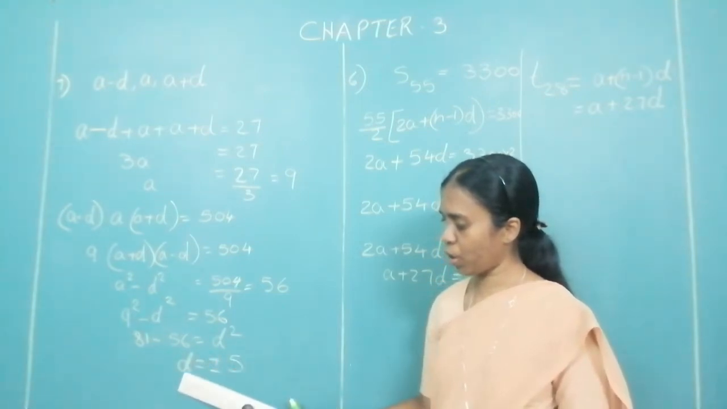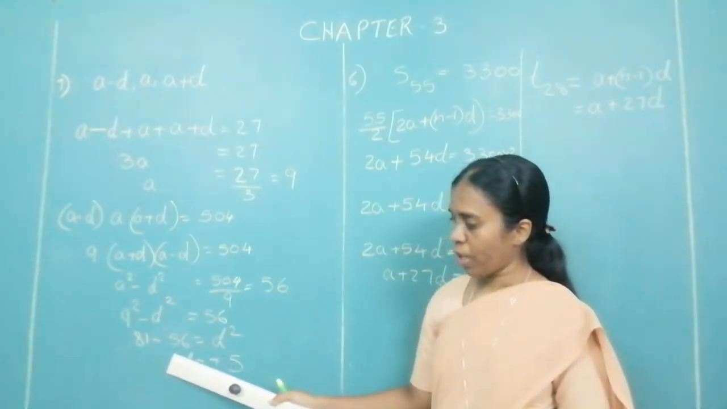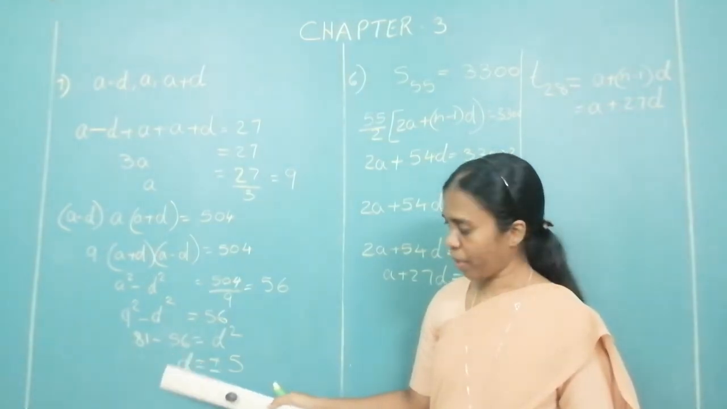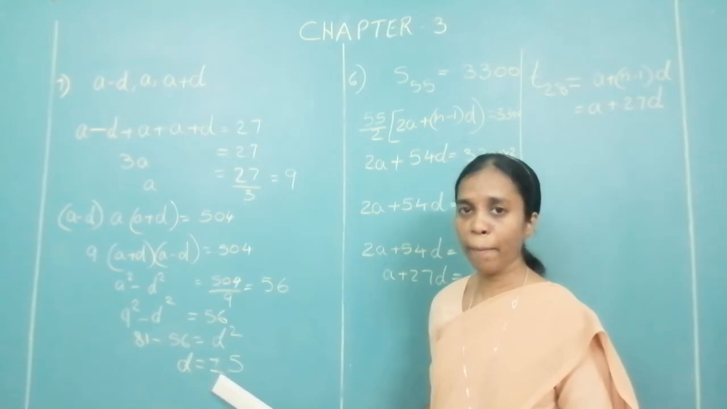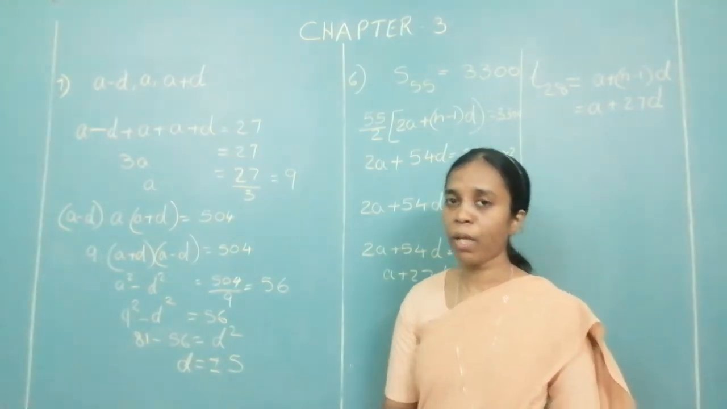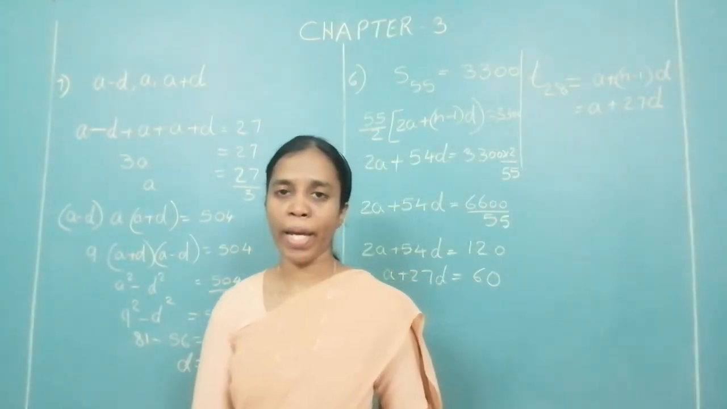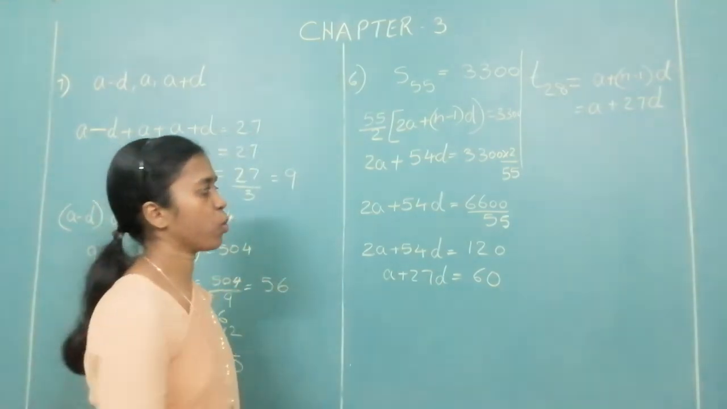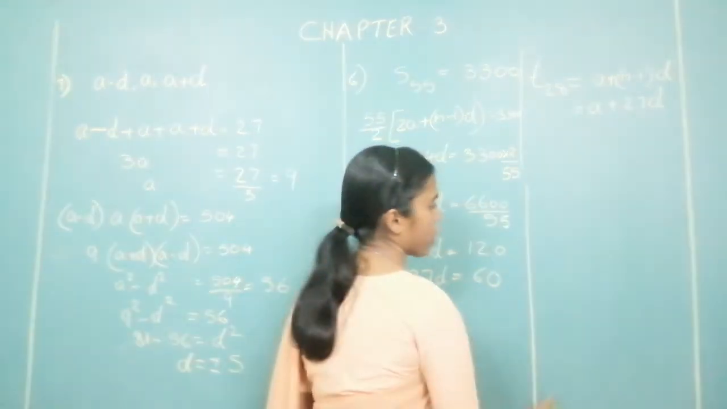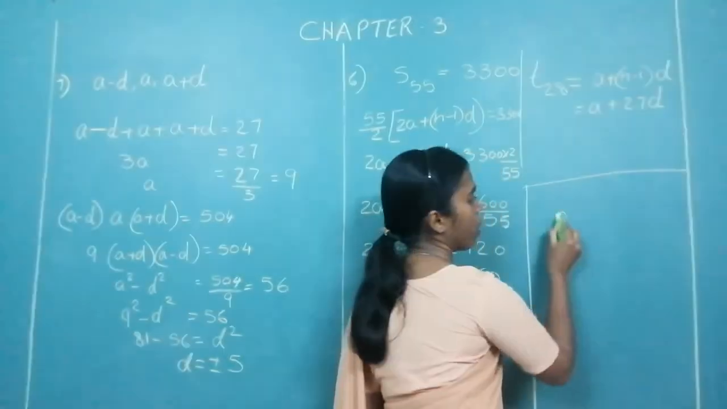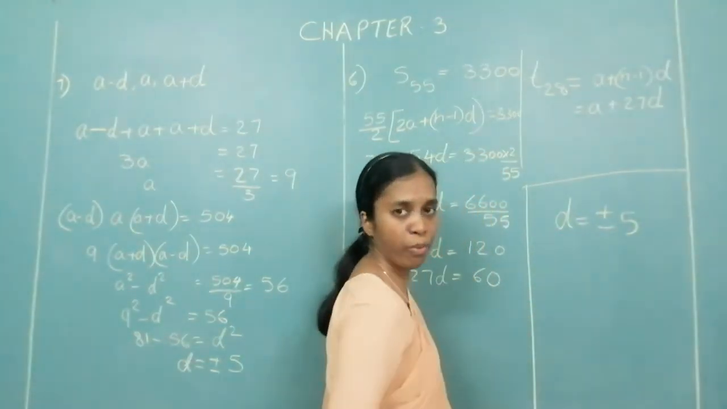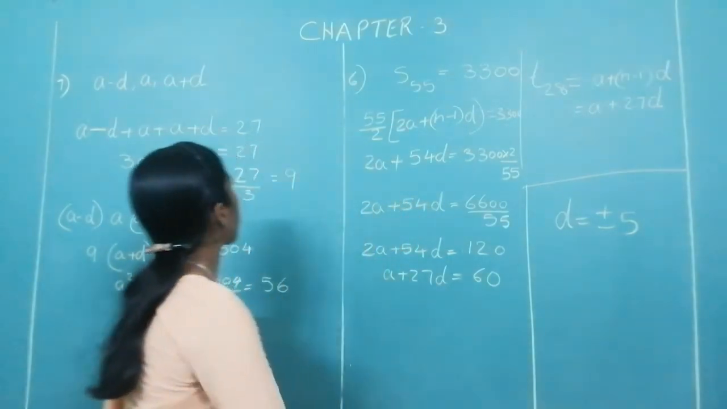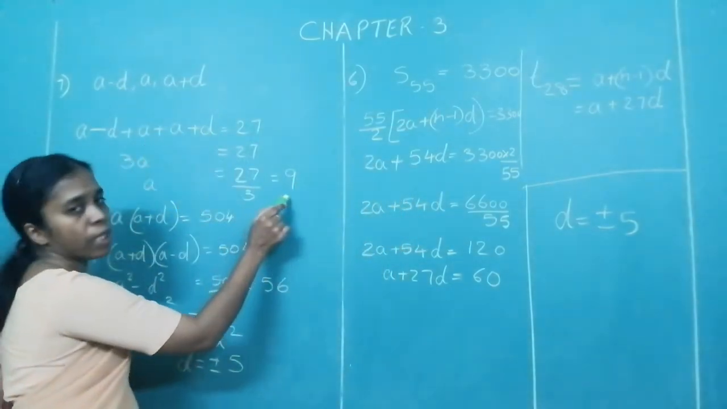Therefore D squared is equal to 25, so D is equal to plus or minus 5. Now take note, I am writing it over here. You have D is equal to plus or minus 5. What is your A? Your A is 9.